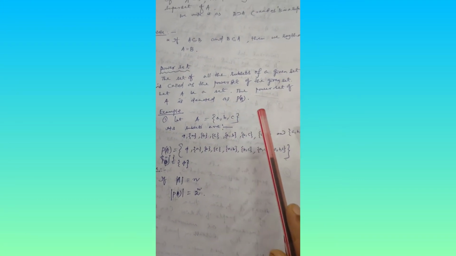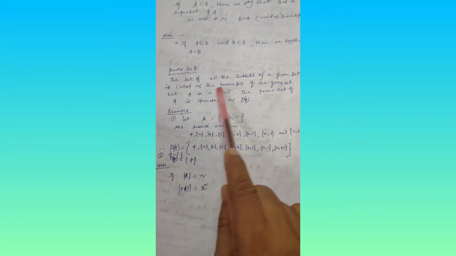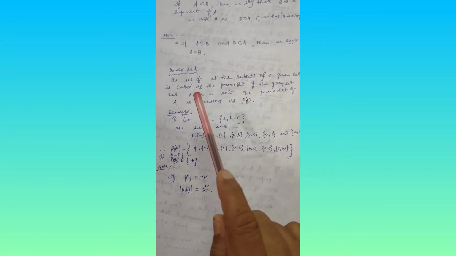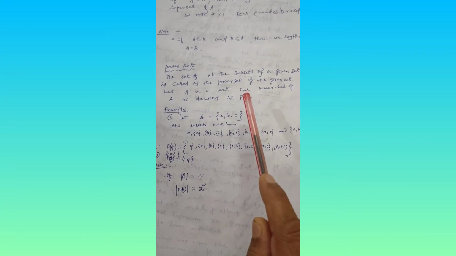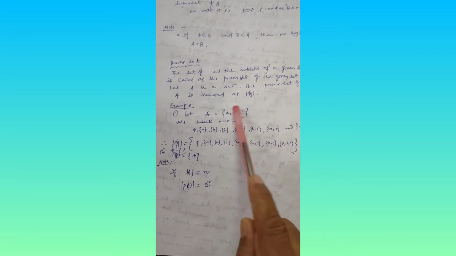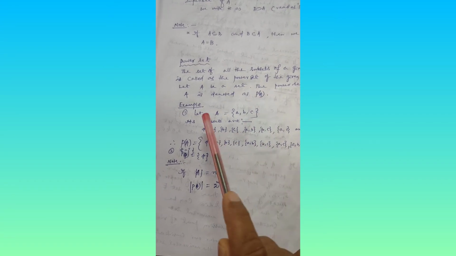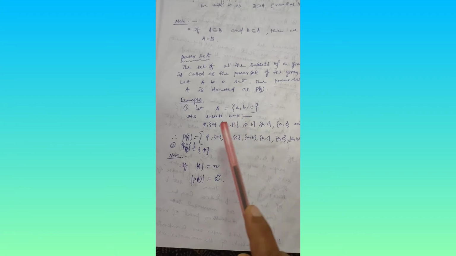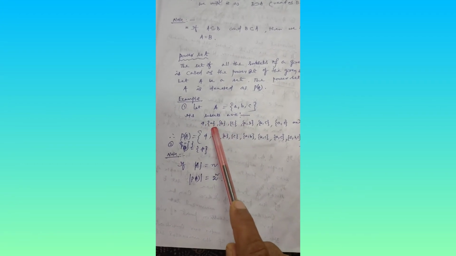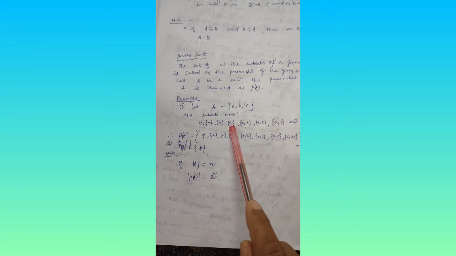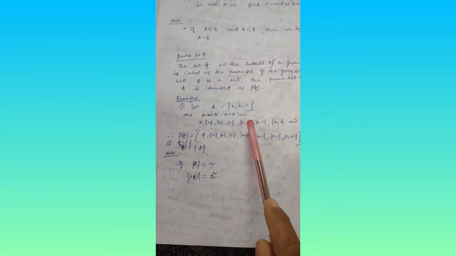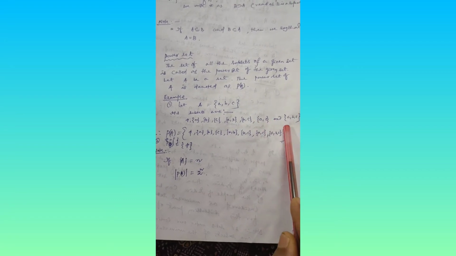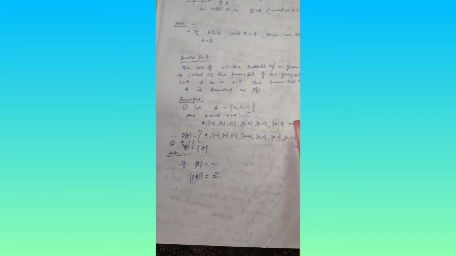Power set. The power set of a given set is the set of all the subsets of the set. Let A be a given set. The power set of A is denoted as P of A. Let A be the set consisting of elements a, b and c. Its subsets are phi, the set with element a, the set with element b, the set with element c, the set with elements a and b, the set with elements b and c, the set with elements a and c, and the set with elements a, b and c.